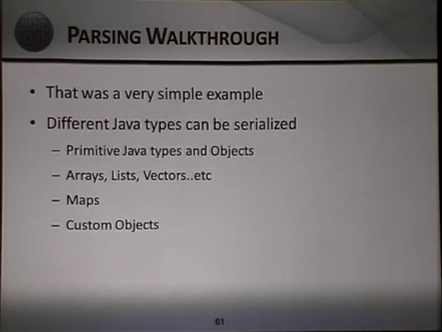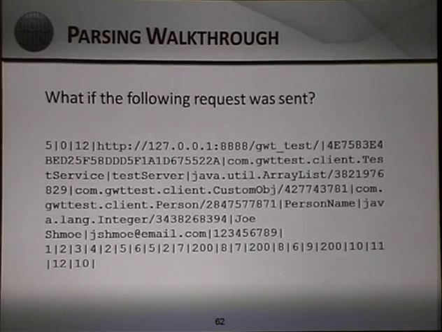So yeah, that was a pretty simple example, but there's a whole variety of different Java types that can actually be serialized. You have all primitive Java types, arrays, lists of all those types, maps, custom objects that can be passed over the wire. What if you see this being sent over the wire? It becomes much more difficult to manually go through every single request done by the application and try to figure out what was sent over the wire.